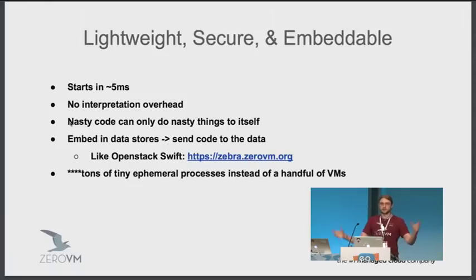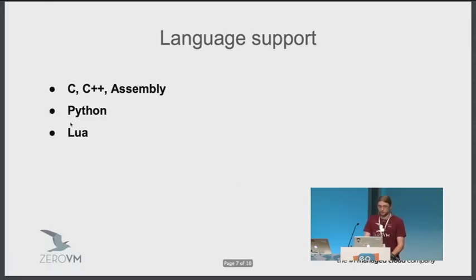And you have lots and lots of tiny little processes that live for just a few seconds, and then they're discarded and never reused. If you want to program on this thing, you can write in C or C++. We've also ported CPython 2.7. We're working on Python 3. And we also support Lua for some reason.